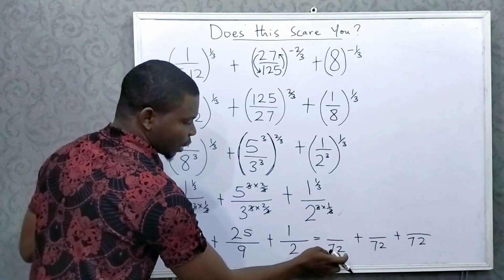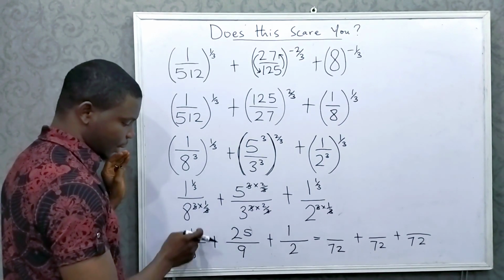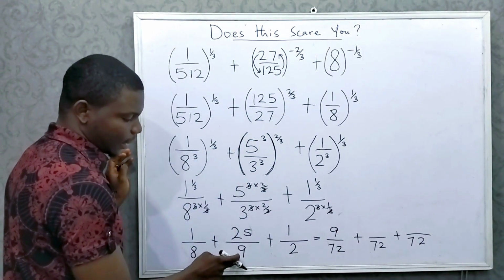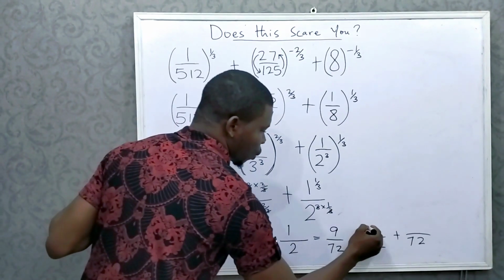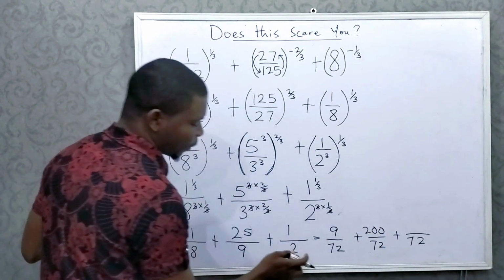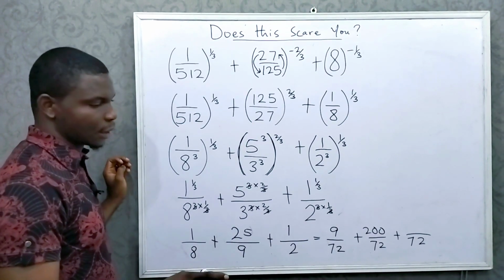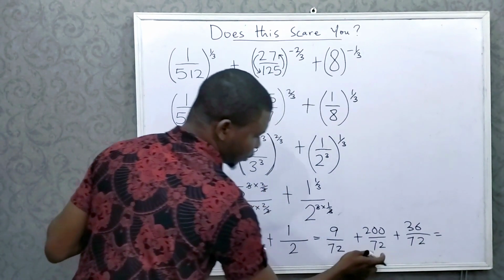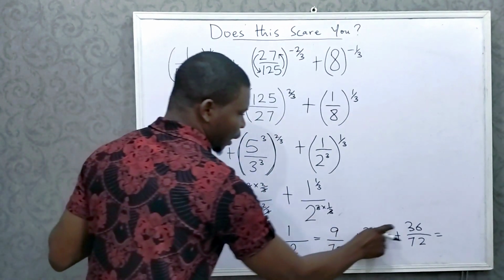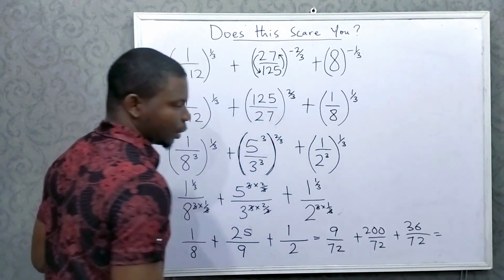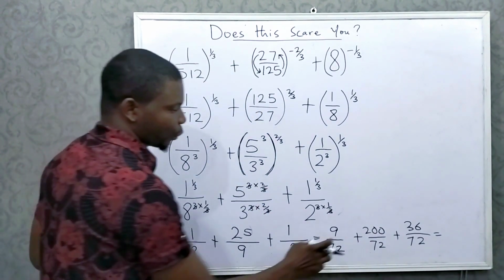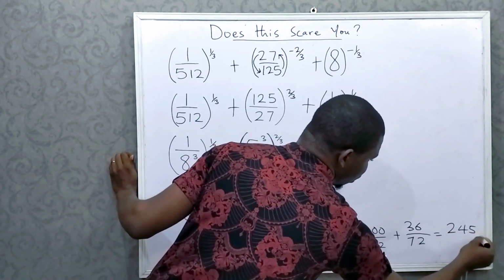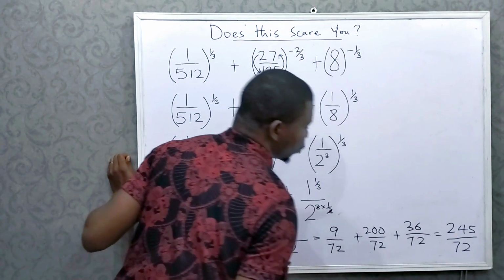Then to get the numerator, I'll say 72 divided by 8, that is 9. 9 times 1 is 9. 72 divided by 9, that is 8. 8 times 25 is 200. 72 divided by 2 is 36. And 36 times 1 is still 36. Okay? So since the denominator is the same, I can simply add the numerators. 9 plus 36 is 45. 45 plus 200 is 245. So we have 245 over 72.